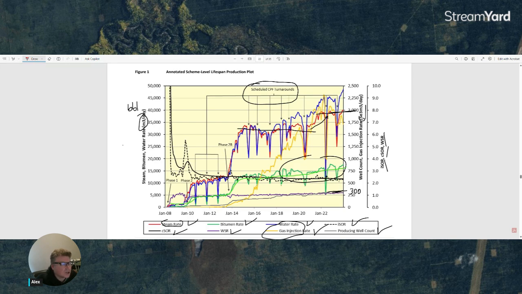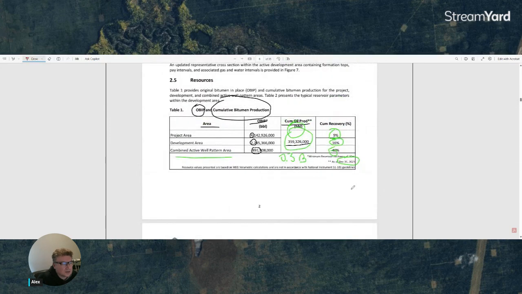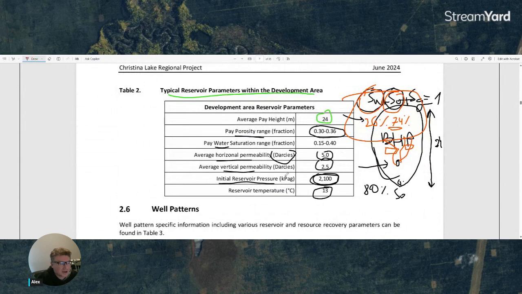Any questions associated with NCG co-injection, MEG Energy, Christina Lake, all the parameters that we talked about, permeabilities, porosities, original bitumen in place, cumulative oil production, initial pressure, initial temperature. So the viscosity chart looks kind of like this, right, guys? So this will be temperature, and this will be viscosity in centipoise.